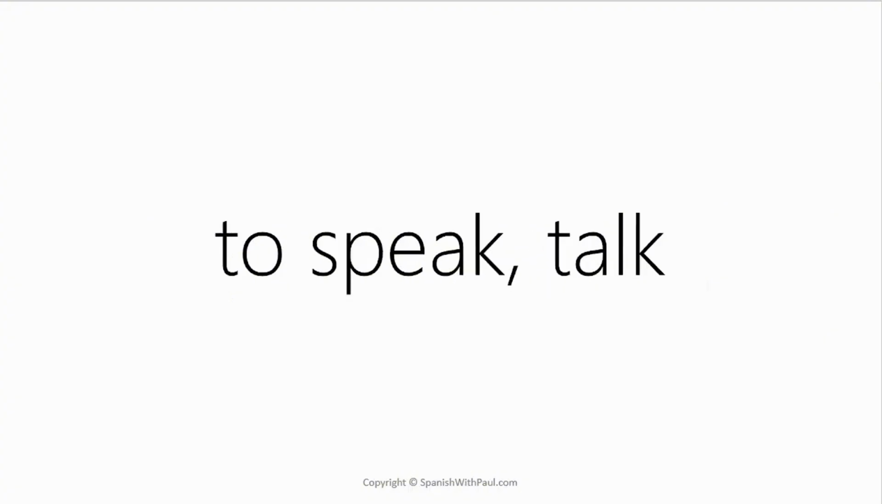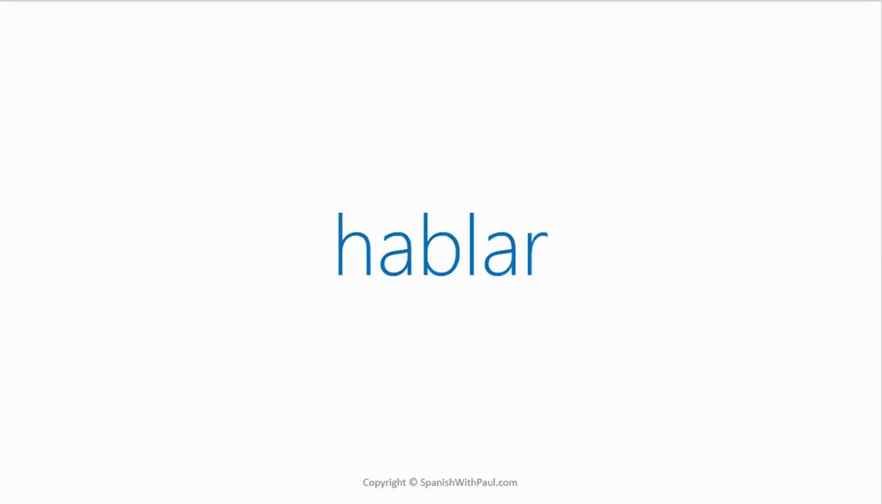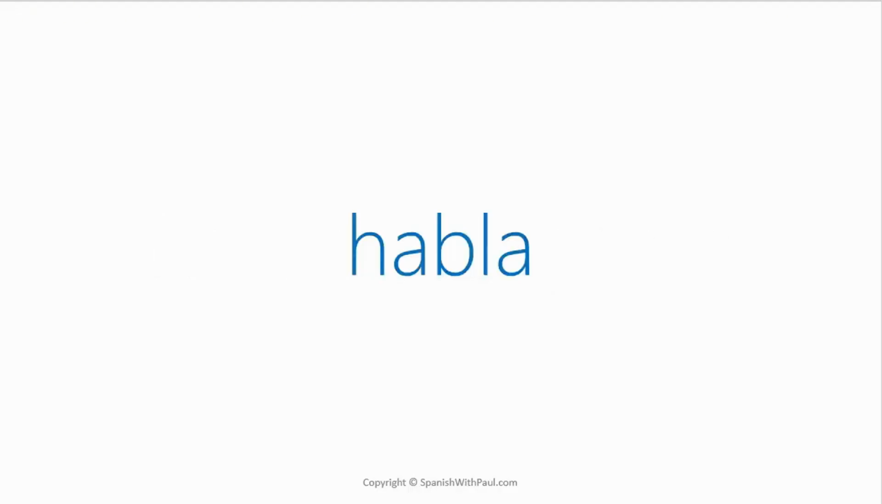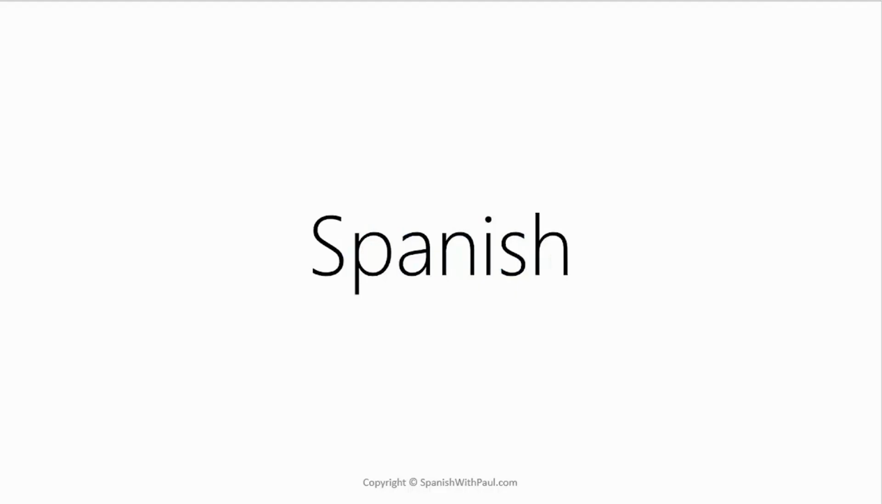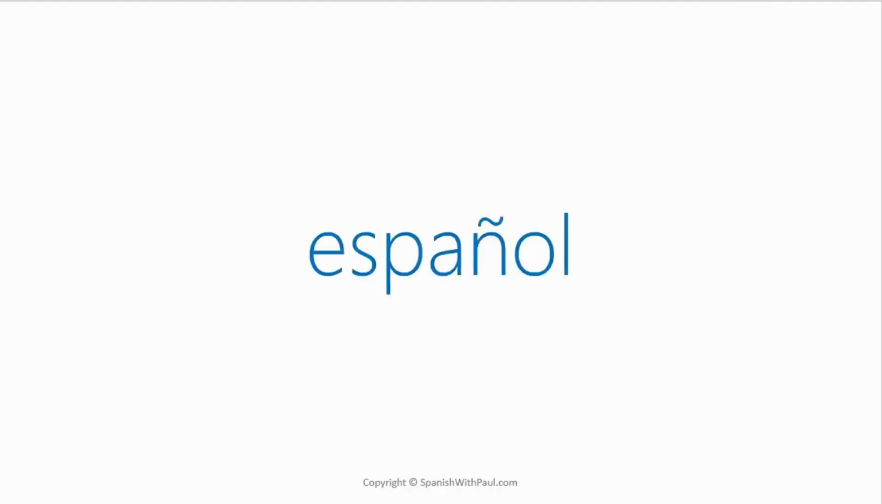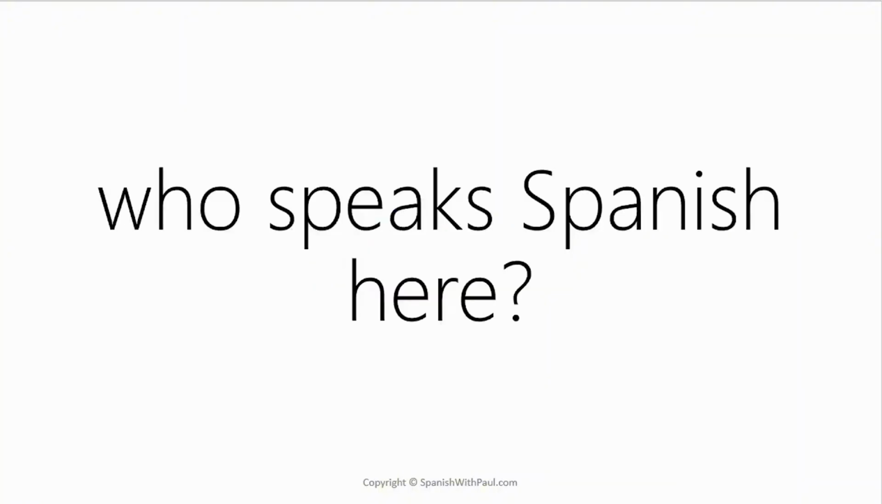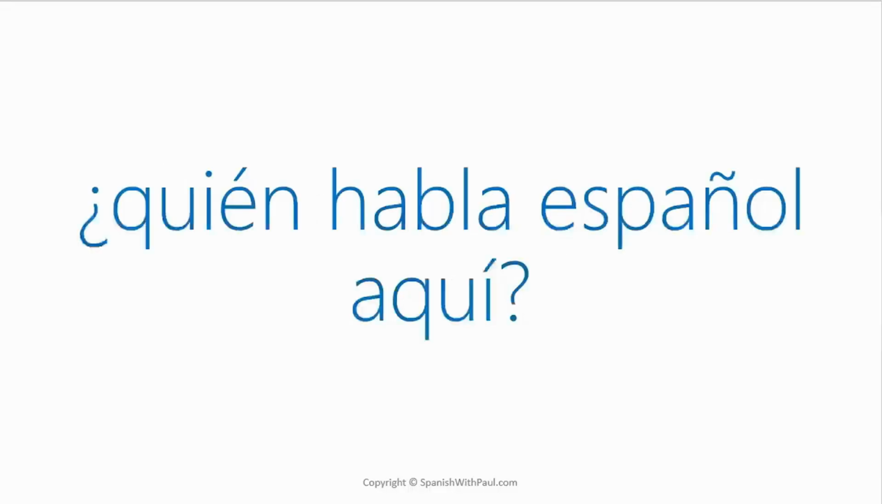Now, more often than not, when you use the word quién, it will partner with the verb angle of he, she, and it. So, for example, what is the verb to speak or to talk? Hablar. And how would you say he, she, or it speaks? Habla. What's the word for Spanish? Español. Now, if we wanted to say or ask, who speaks Spanish here? The answer would be, ¿Quién habla español aquí?